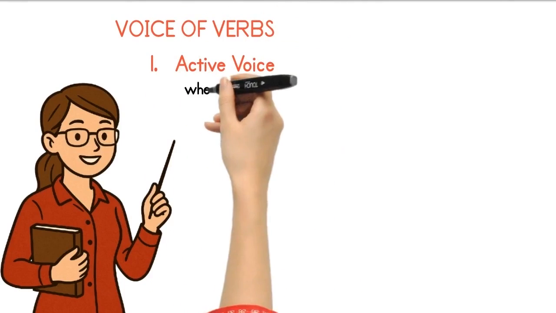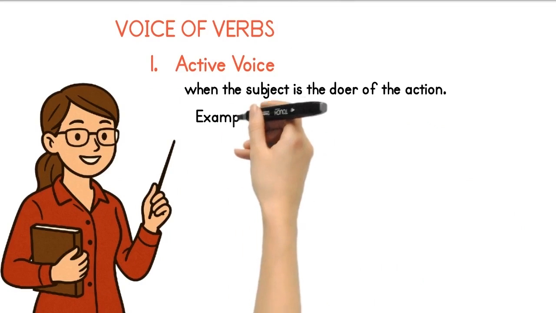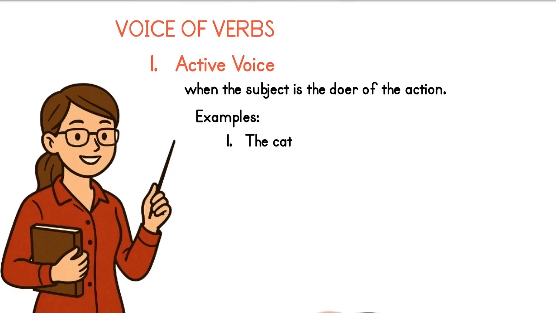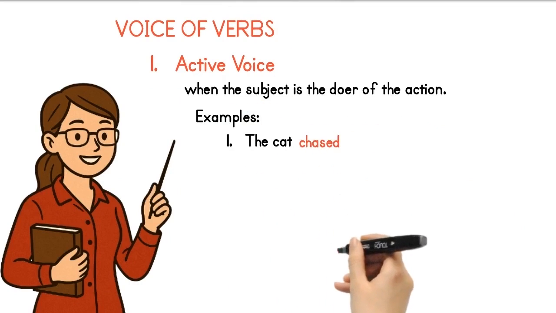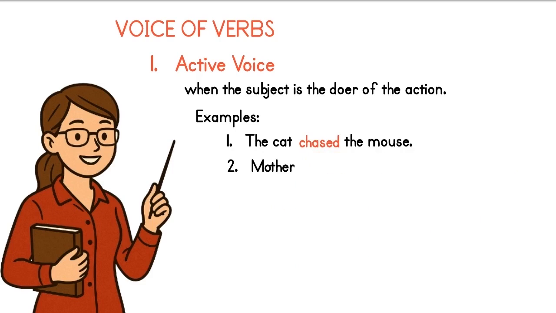Voice of verbs. The verb is in the active voice when the subject is the doer of the action. Examples: The cat chased the mouse. The subject, cat, is the doer of the action, chased. Mother baked the cake. The subject, mother, is the doer of the action, baked.